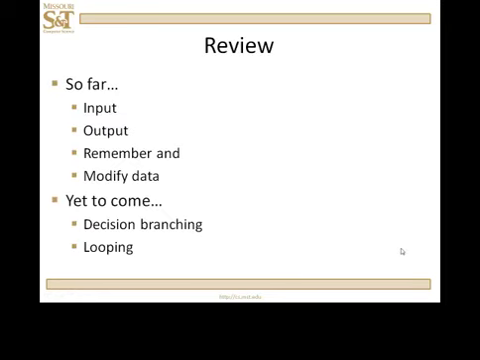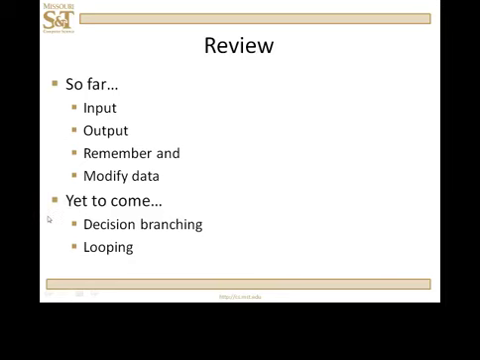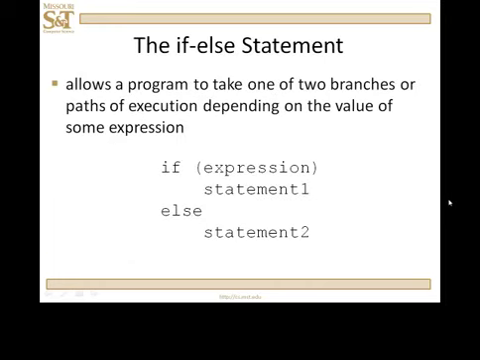So far what we've seen is that we have input and we have output, and we can remember information and we can modify information. The other two really big capabilities that we need to be able to compute anything are decision branching and looping, that is to repeat something. So let's take a look at our if-else statement. The syntax is as follows. If expression, closed in parentheses, statement 1, else statement 2.